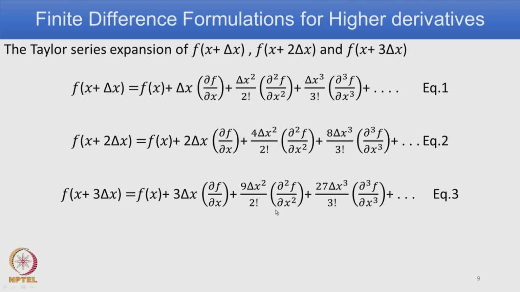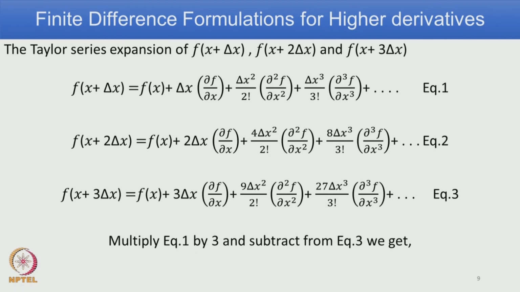Our goal is to get higher derivatives. So, we have seen up to first derivative, dou f by dou x, and second derivative, dou squared f by dou x squared. Now, we are interested to get the third derivative as an example of higher derivative. So, that is why we have considered 3 expressions. So, multiply equation 1 by 3 and subtract from equation 3. So, we are going to do 2 small arithmetic operations.